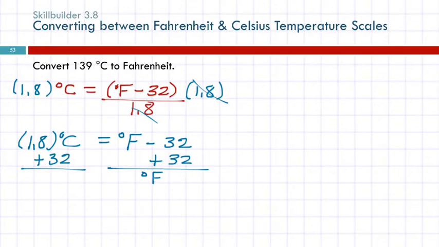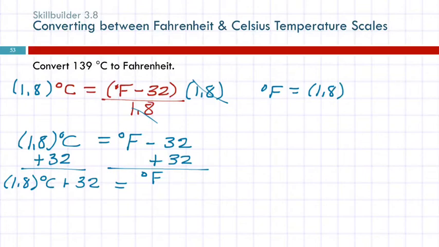And so this side ends up being 1.8 times the temperature in Celsius plus 32 is equal to the temperature in Fahrenheit. So now we have our rearranged equation. The Fahrenheit temperature equals 1.8 times the Celsius temperature, 139, plus 32. So 1.8 times 139 plus 32.